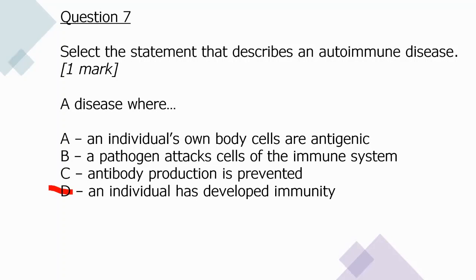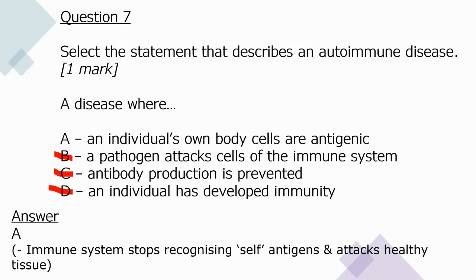C then says antibody production is prevented. So autoimmune diseases don't prevent antibodies being produced, but they do in fact cause antibodies to be produced to kill our own body cells. And then B, a pathogen attacks cells of the immune system. So this is just a normal disease or infection. So this is not an autoimmune disease. So therefore our answer is A. So an individual's own body cells are antigenic. So here we can see our answer.